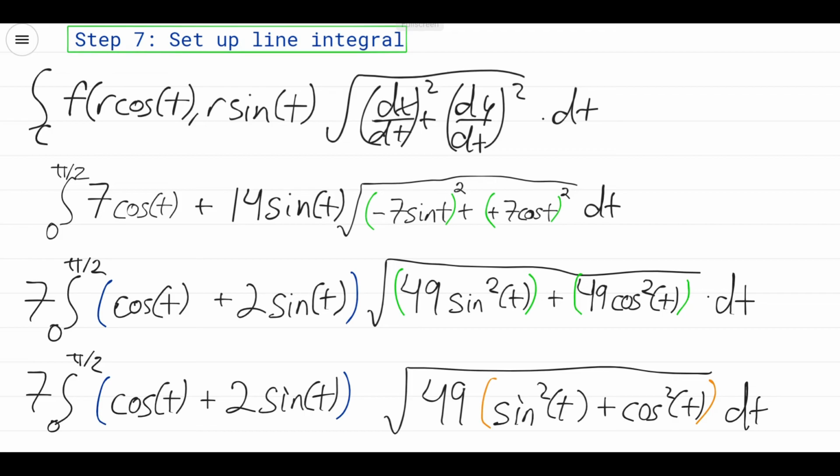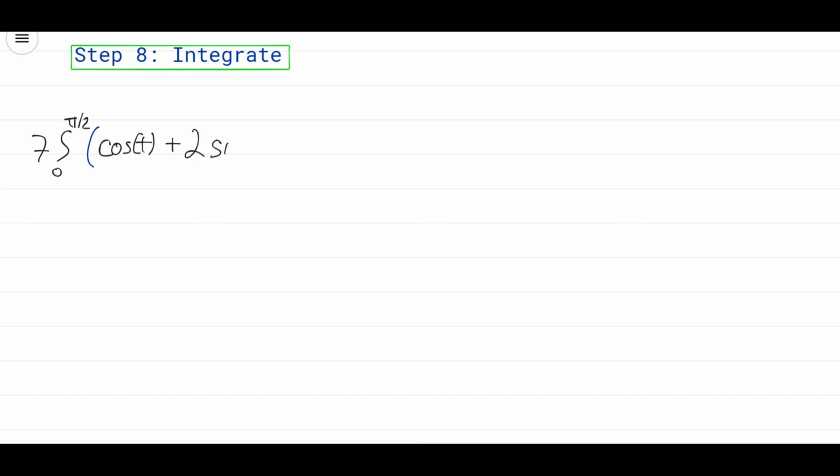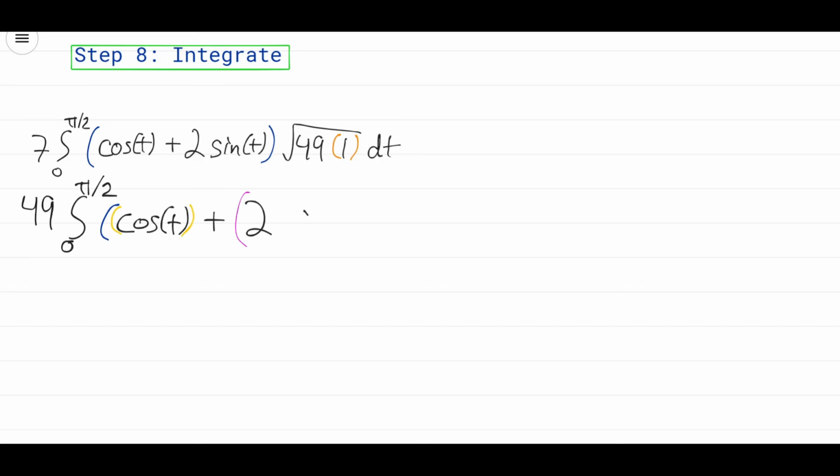Now that we have our integral set up, let's go ahead and integrate this. For step 8, we know the integral is from 0 to pi over 2, with 7 on the outside. We have cosine of t plus 2 times sine of t. And inside the radical, we know sine squared plus cosine squared is equal to 1. So that's why I have a 1 there. I'm substituting the 1 for sine squared plus cosine squared. And now we take the square root of 49, which is 7, and we multiply it by the 7 on the outside of the integral, and we are left with 49 on the outside, and now we're simply left with cosine of t plus 2 sine of t times dt.